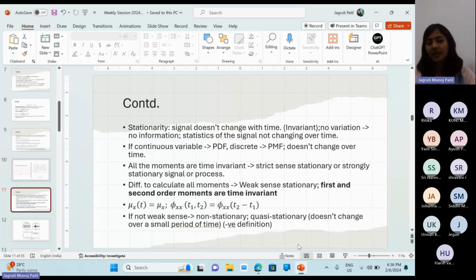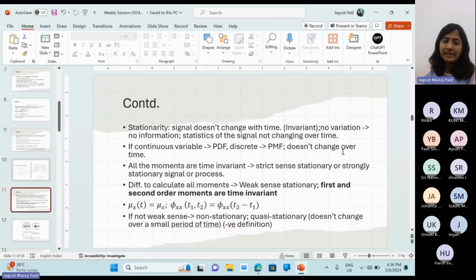So the other type of signal is the stationary signal. So what's this stationary signal? The signal that doesn't change in time. What doesn't change in time is called invariant. That's no variation, so it gives us no information because the time is not changing. Hence, the statistics of the signal won't change over time. So if it's a continuous variable, the PDF, or if it's a discrete variable, the PMF, won't change over time.